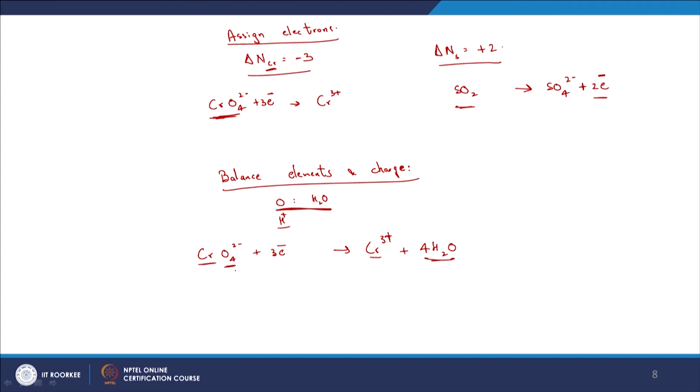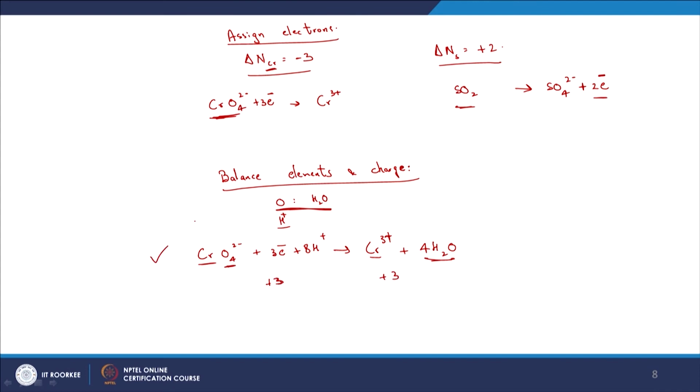And what else do I need to do now? The charge would not yet be balanced. Now I'm going to look at the amount of hydrogen. Here I have 8, so I'm going to balance hydrogen by adding H+. Because I have 8, I am going to plug in 8 H+ here. Let's see if the charge is balanced now. Minus 2 minus 3 is minus 5, and here it's plus 8. So on the left hand side the charge is plus 3, and on the right hand side you see the net charge is plus 3.